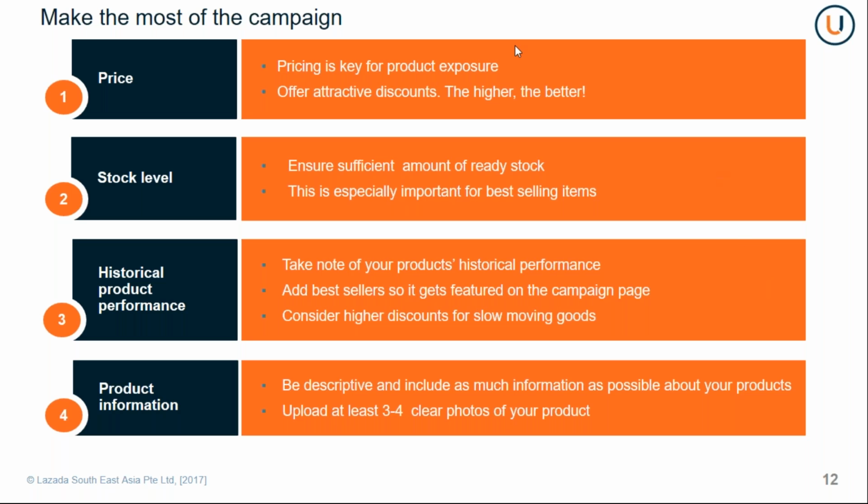Next, product information. Be descriptive and include as much information as you can regarding your products. Upload at least 3 to 4 clear photos of your item. So this is something that I always advise to sellers whenever they create their products on the Seller Center. Your images will make or break a deal. Unlike a physical store, we cannot let our customers experience the products firsthand. The only time that they'll be able to touch, feel, or maybe see the product is after they make an order. And after that, they have to wait like 2 or 3 days before they receive the parcel. And thus, your images will be the deal breaker or deal maker. Okay?